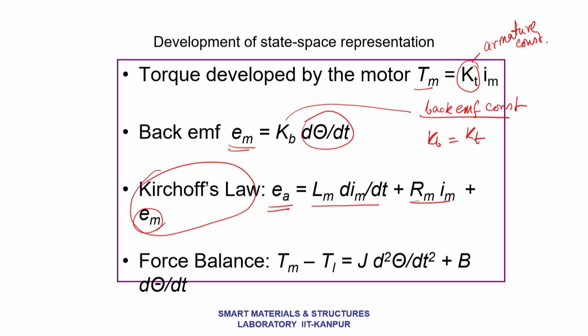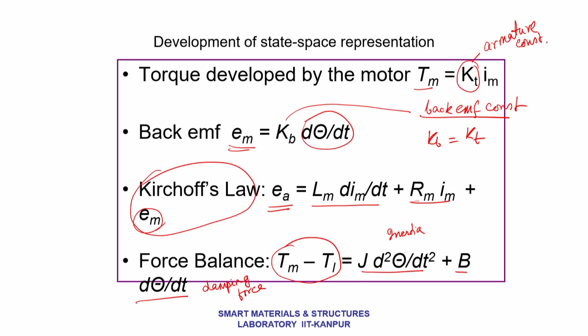From the mechanical equilibrium, you have a force balance: the torque generated by the motor minus the torque load, if there is a load involved, must be equal to the inertia force, J d²θ/dt², and then B dθ/dt, that is the damping force. There will always be some losses in a motor. Thus, we get two equations of motion of the system.